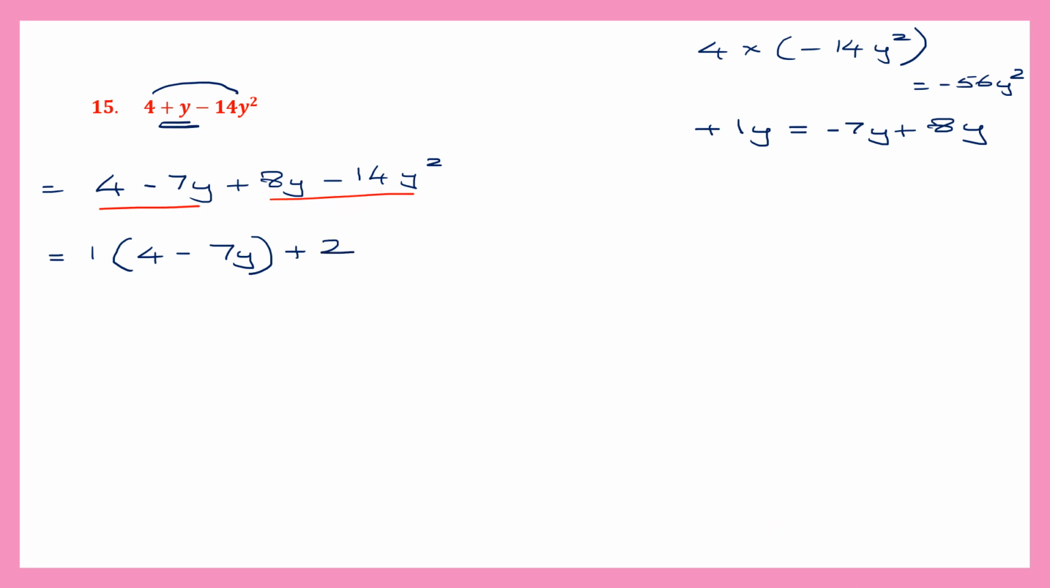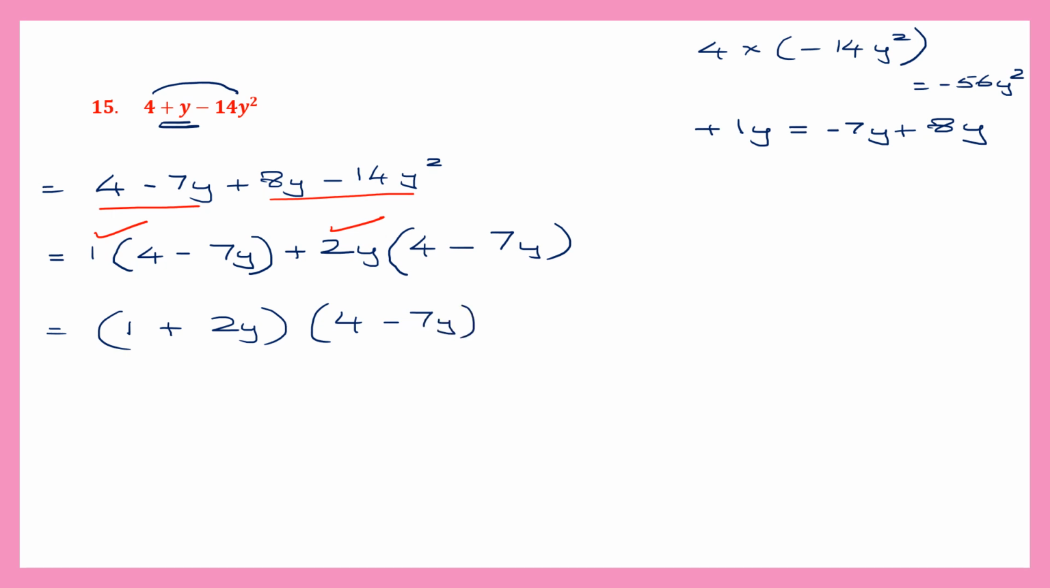So I can take 2 out, and also y. There is one y here and 2y, so I can take out one y. Now what will I get inside? 2 4s are 8, y is already there. I'll go to the next one. 2 into what is 14? 2 7s are 14 and there is one y. So again you can check, 4 minus 7y, 4 minus 7y. Okay, then here we have 1 and plus 2y. So what do I have? 1 plus 2y and here we have 4 minus 7y. So we've got our answer: 1 plus 2y and 4 minus 7y.